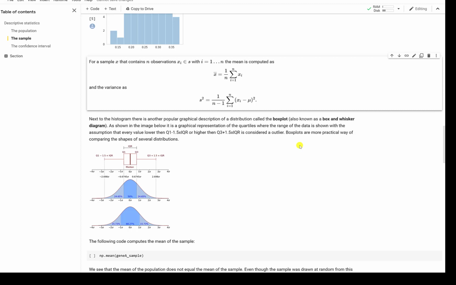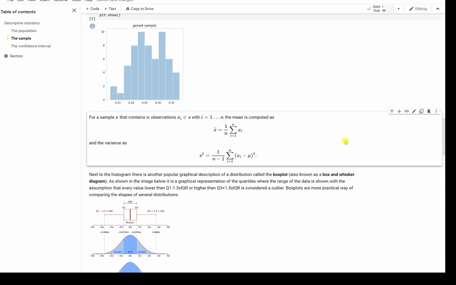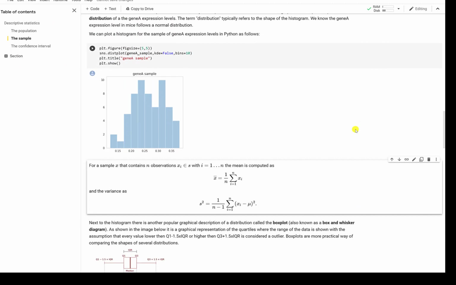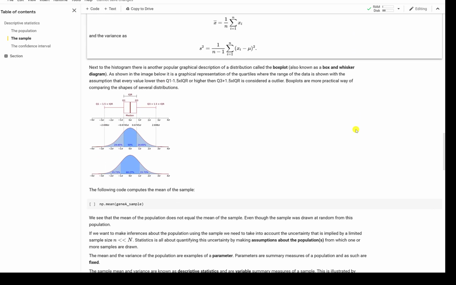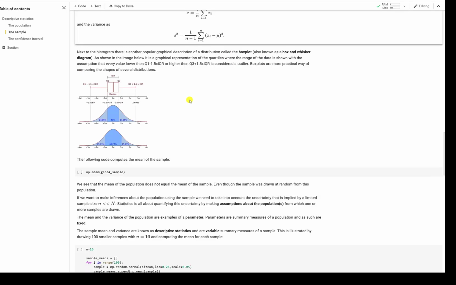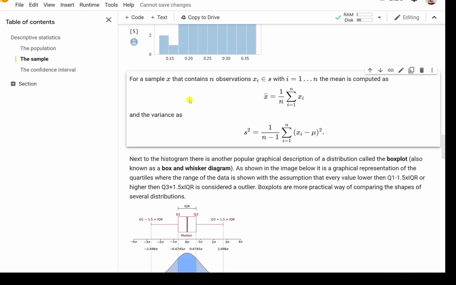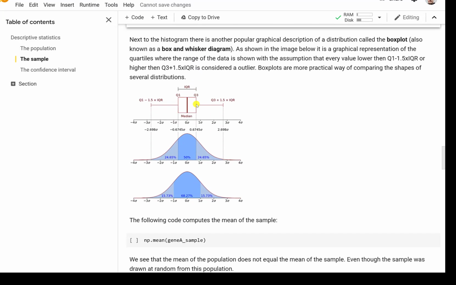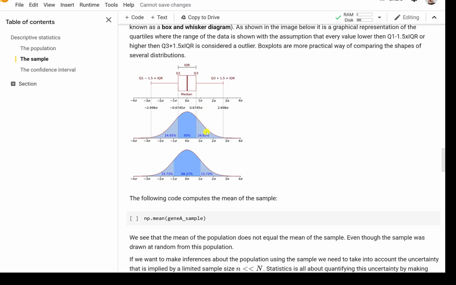Next to the histogram, there's another very popular way of visualizing or describing the sample, and we're talking about descriptive statistics here. That would be the box plot. This is what such a box plot looks like. I can maybe zoom that out a little bit. Oh, it's zooming in. So you can see that. Here we have our probability density function, and we have our standard deviations here.